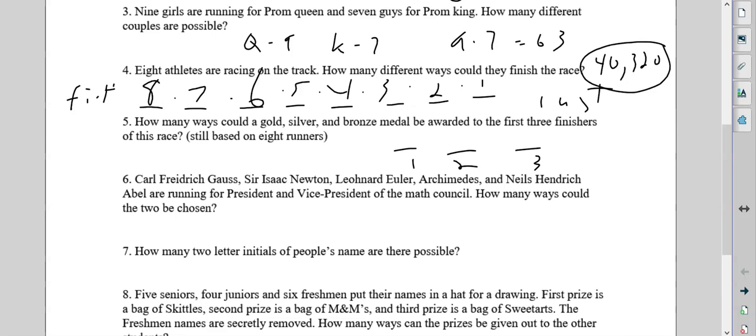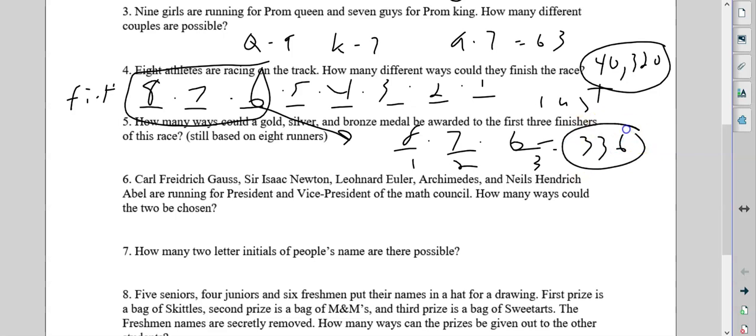Now, this is still based on the 8 runners. So now we're basically only taking this section and moving it down here. So it's 8 times 7 times 6. It's set up the same way, except we're only dealing with the first 3 places because after third place, there's no medals. And if you multiply those, it ends up being 336 different combinations. Which again seems like a lot from just 3 places, but that is the math of it.